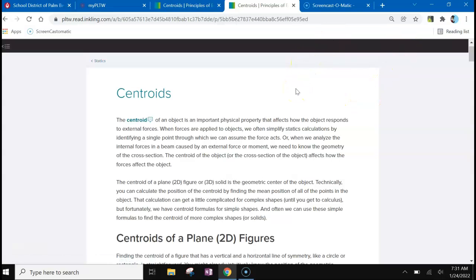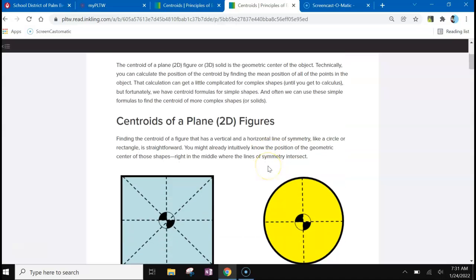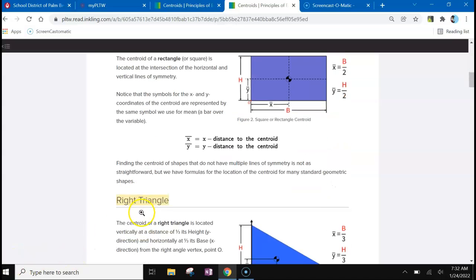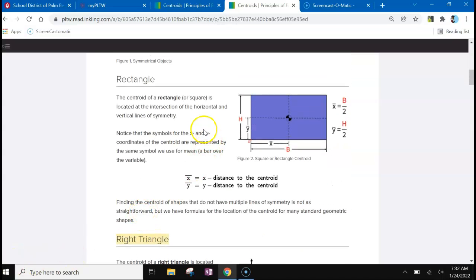So Centroids, we're looking for the center of an object to see how it holds up when you put some weight on it, you put some force on it. It looks all flat and 2D here, but we're going to look at full structures later on. You have a square, the centroid of it is right in the center, axis of symmetry. You have a circle, also axis of symmetry. And then they give you the formulas, how to locate the centroid of a rectangle.